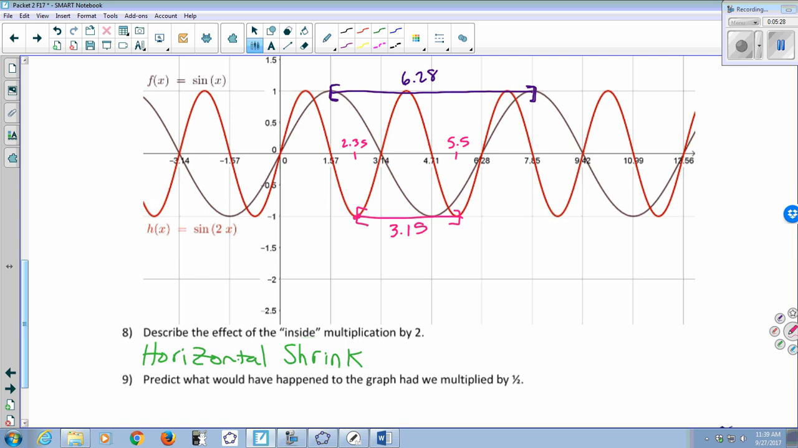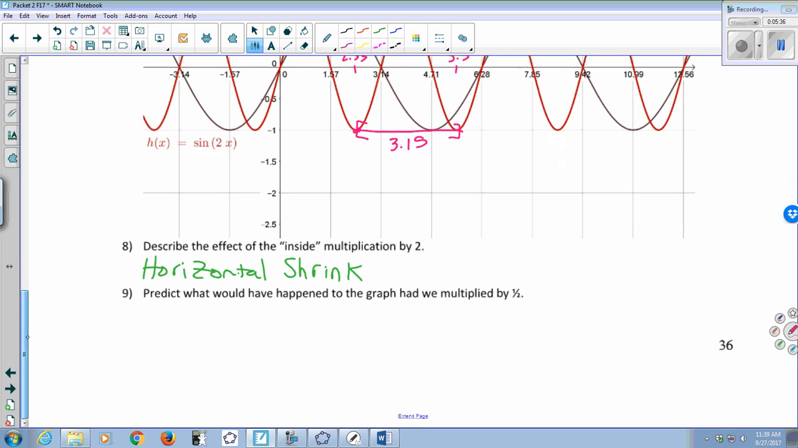So we shrunk the distance from peak to peak by a factor of 1/2. It's 1/2 of what it used to be. So this is a horizontal shrink, and we describe that shrink by saying by a factor of 1/2. Okay, so it was multiplication by 2 in the formula, and that became actually a factor of 1/2.